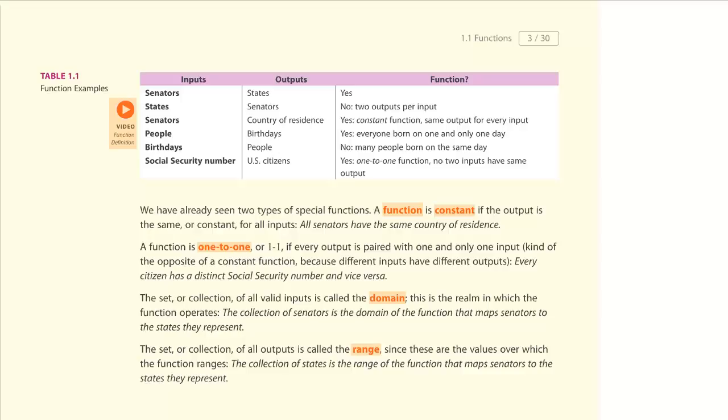But if we switch it around and put states in as the input, now it's no longer a function, because if you put in the state of Mississippi, it's going to spit out one name, and then you put in the state of Mississippi again, it's going to spit out a different name, because there are two senators for Mississippi. In fact, there are two senators for every state. So any state that you give it, it's going to be like, well, okay, now I don't know what to do. Do I give you this name or this name, right? Anytime you can have two answers, it's no longer a function.